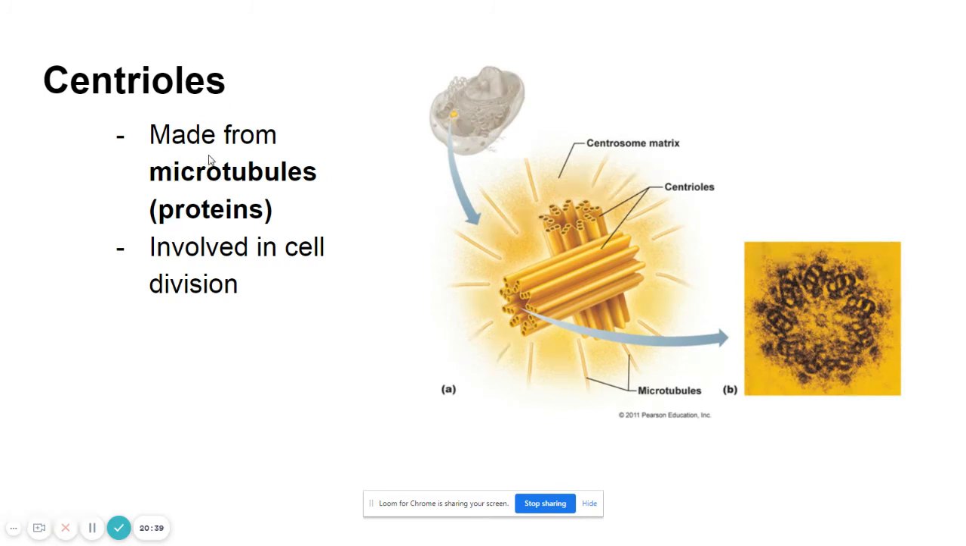Centrioles are the next organelles we're going to be talking about, and these are going to be made from these specialized proteins that we discussed at the beginning, microtubules. And the only thing you really need to know about centrioles is that they play a role in cell division.